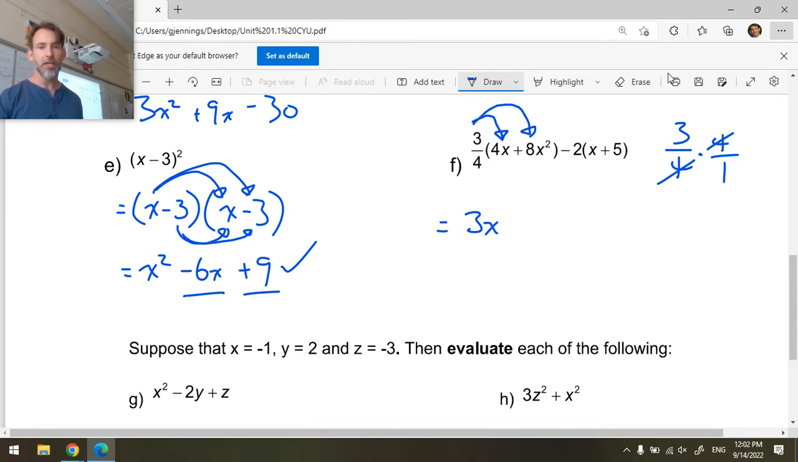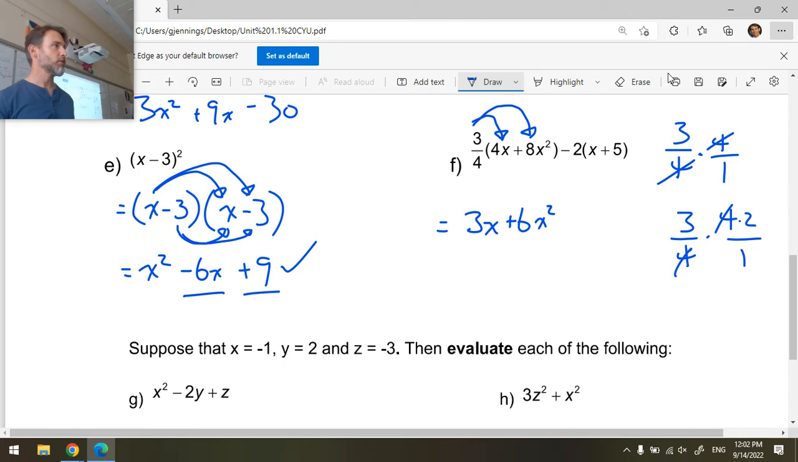3 over 4 times 8. Well, if 3/4 of 4 was 3, 3/4 of 8 better be double that, so it's 6. But if I write that out, I would have 3 over 4 multiplied by 8. But 8 could be written as 4 times 2, right? 4 times 2 over 1. The 4 cancels this 4, so I'm left with 3 times 2 over 1. So that's plus 6x squared.